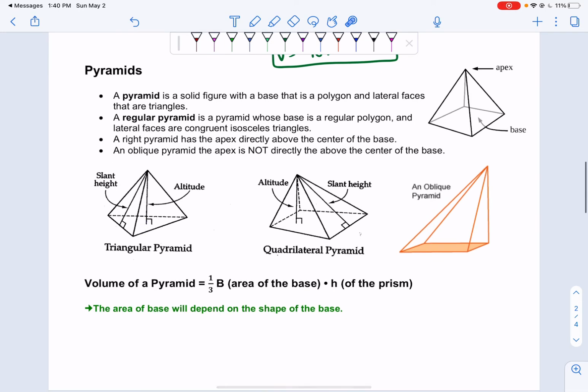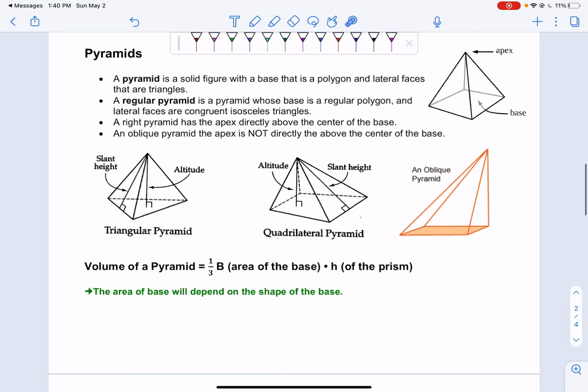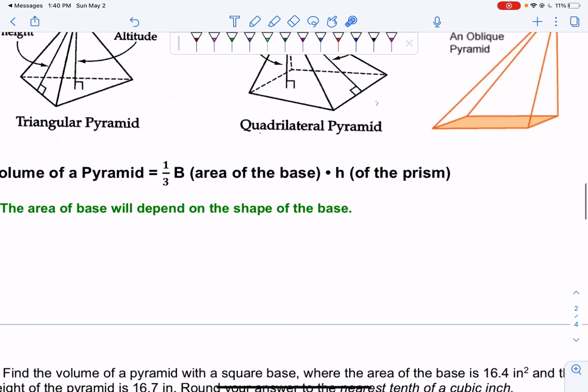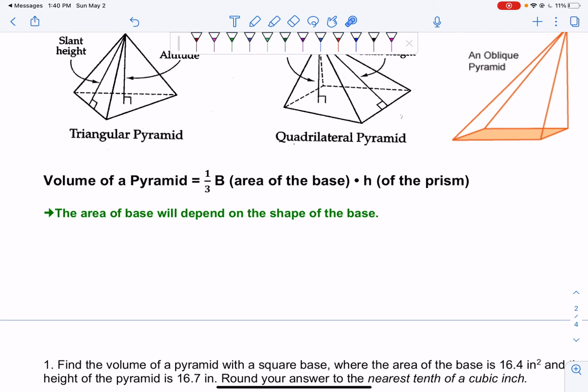And here we have a triangular pyramid, and then here we have a quadrilateral pyramid and so forth. So it goes to show that our pyramids can vary in shape. And again, our volume formula is still BH, but this time we multiply it by 1/3. So volume equals 1/3 BH, where B is the area of your base.